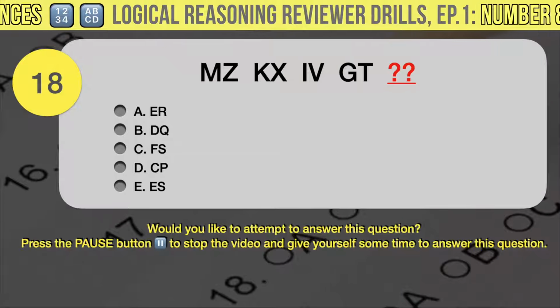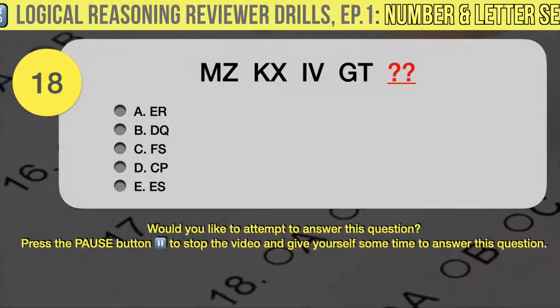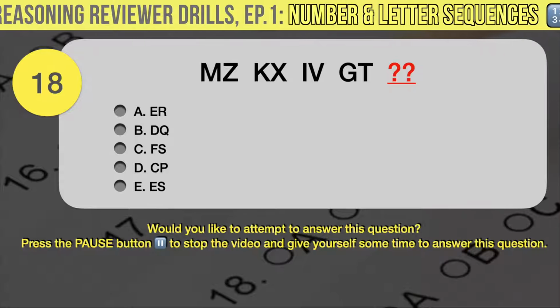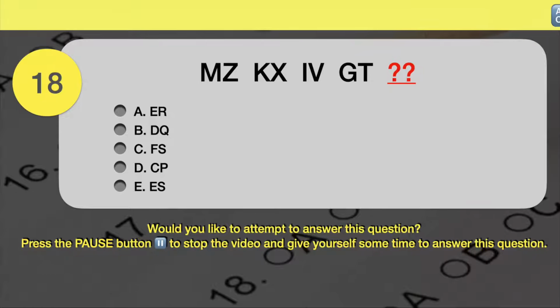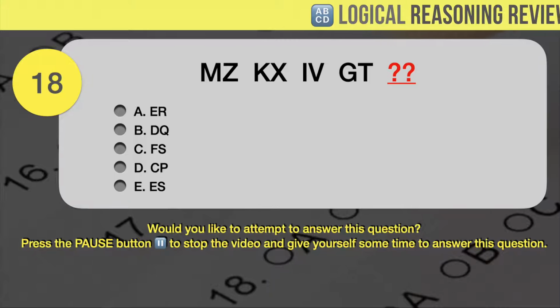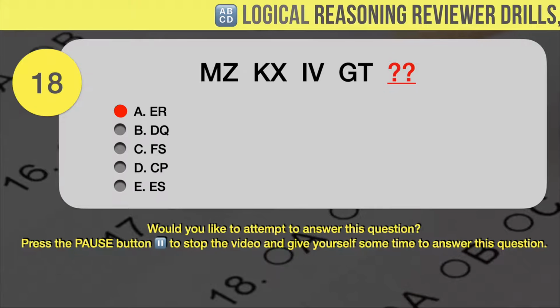Drill question number 18. Which letter pair comes next in the following sequence? MZ, KX, IV, GT. Your answer choices are A, ER, B, DQ, C, FS, D, CP, E, ES. The correct answer is A. The next letter pair should be ER.